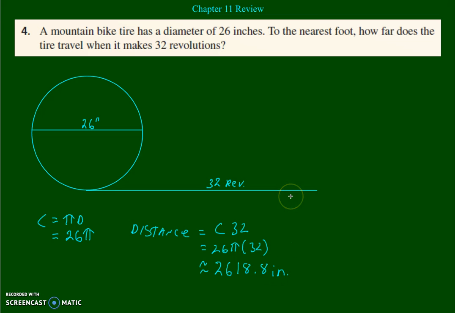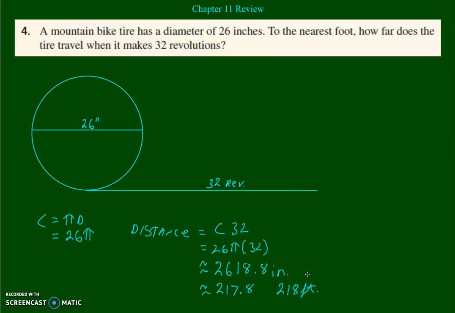Now, it was asking us to the nearest foot. We got inches, so we're going to have to convert this to feet. So we divide the inches by 12, and we get approximately 217.8, and they wanted it rounded to the nearest foot, so that's about 218 feet.